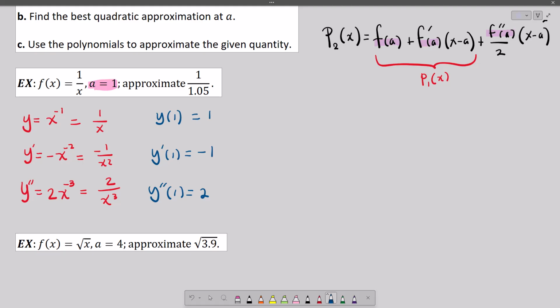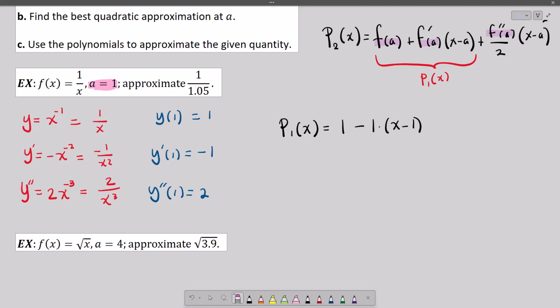Now all we have to do is monkey see, monkey do. So let's write down p1 of x first. So p1 of x is f of a, that's this one, 1, plus that coefficient, which is negative 1, multiplied by x minus 1 to the 1. So a is 1, so that becomes x minus 1. And then we have plus, second derivative is 2, but we have this extra division by 2, and then we, oh, wait, this is linear. So there's the best linear right there, we're done.